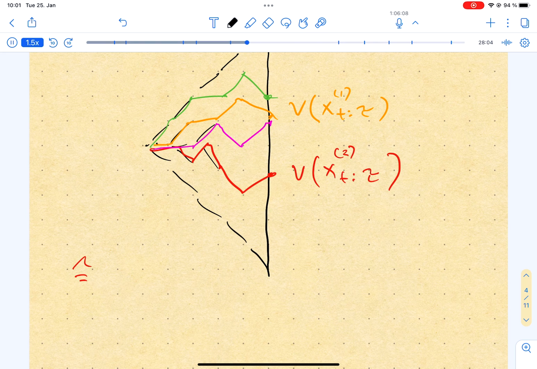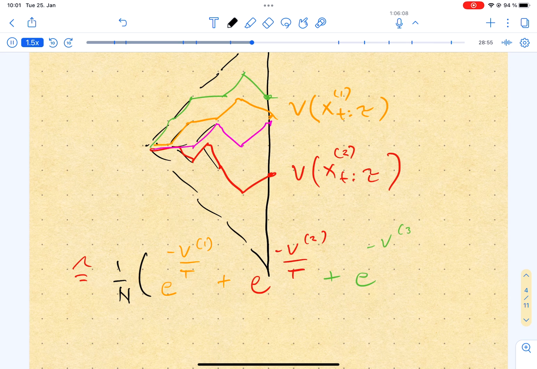over n, of... So, pretty straightforward way to get z. This thing should converge to z of x of t, with this initial point being our x of t, according to the law of large numbers.